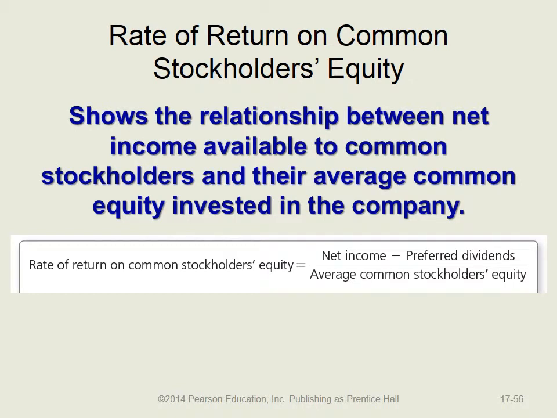Now, the rate of return on common stockholders' equity shows the relationship between net income available to common stockholders and their average common equity invested in the company. It is computed as follows. Net income minus preferred dividends, take that number and divide it by the average common stockholders' equity. Now, the preferred dividends are deducted from net income to account for the portion of the company's income that has been pre-committed to the preferred stockholders and therefore is not available to the common stockholders.